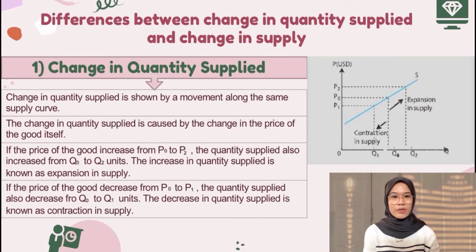If the price of the good increases from P0 to P2, the quantity supply also increases from Q0 to Q2 units. The increase in quantity supply is known as expansion in supply. If the price of the good decreases from P0 to P1, the quantity supply also decreases from Q0 to Q1 units. The decrease in quantity supply is known as contraction in supply.